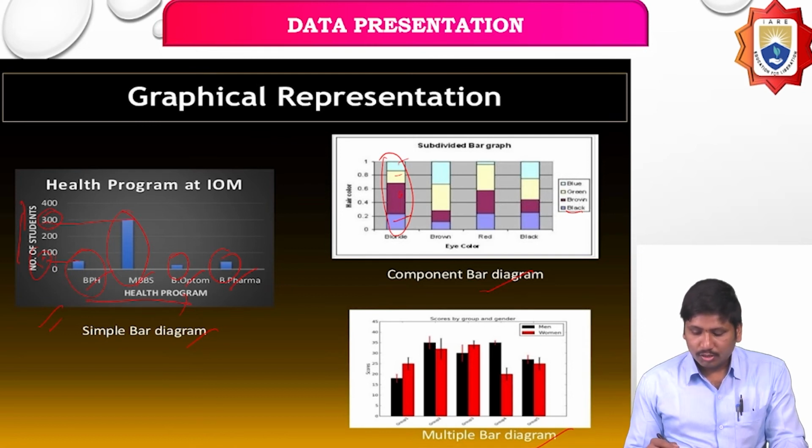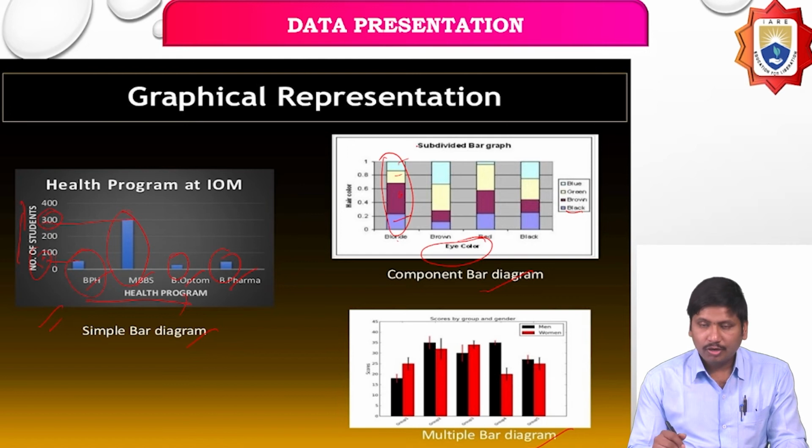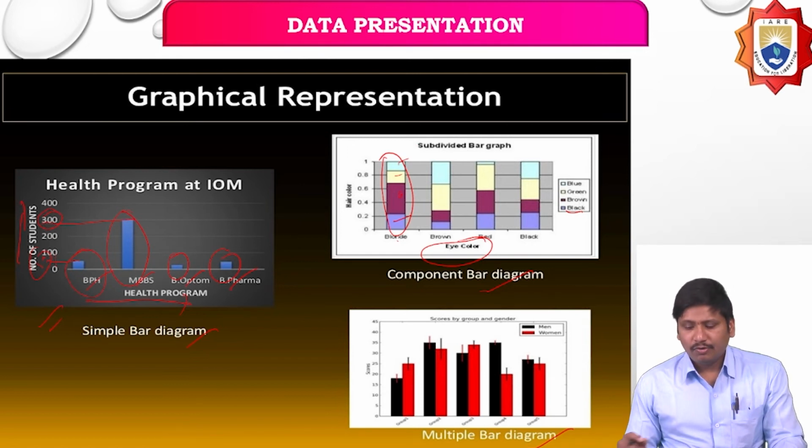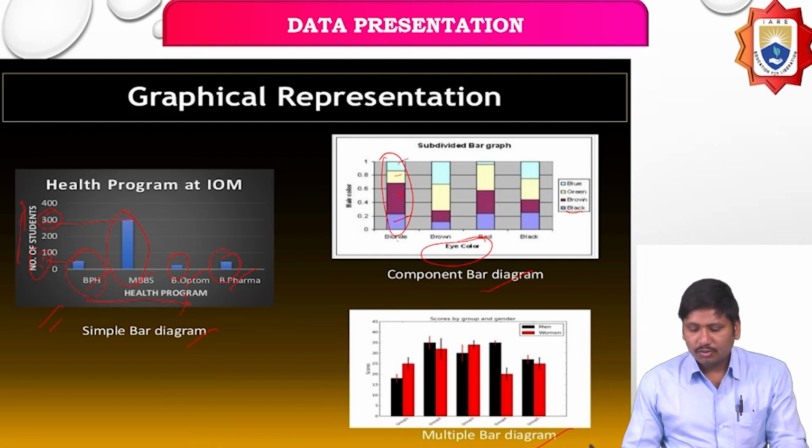yellow, like this. So eye color: how much percentage is blond eye, brown eye, red eye, and then black eye. So eye color can be represented. I can divide the bar into different types and different parts, based on the values I want to represent. That is a component bar diagram.